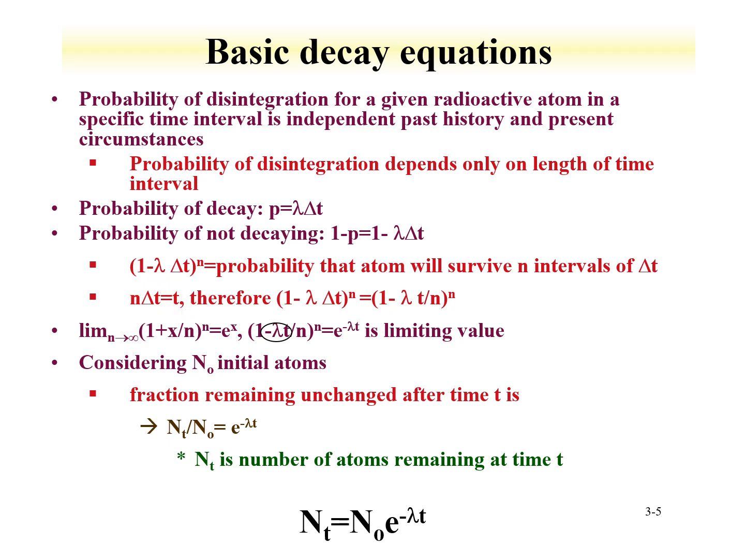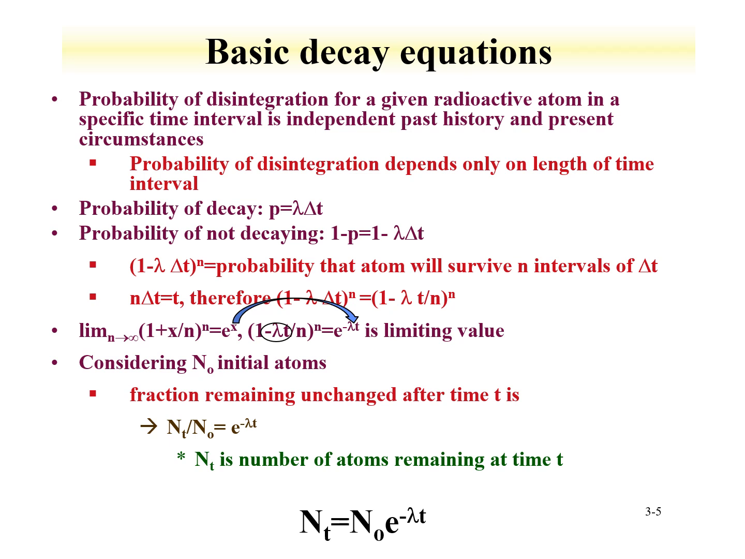That's our total time. Therefore, (1 minus lambda times delta t) to the n is just equal to (1 minus lambda t divided by n) to the n. Again, n is the number of intervals, and t is this time. Let's take the limit as n goes to infinity. It's (1 plus x divided by n) to the nth. That's just e to the x. If we have (1 minus lambda t divided by n) to the nth, well, that equals e to the minus lambda t. This is our limiting value.